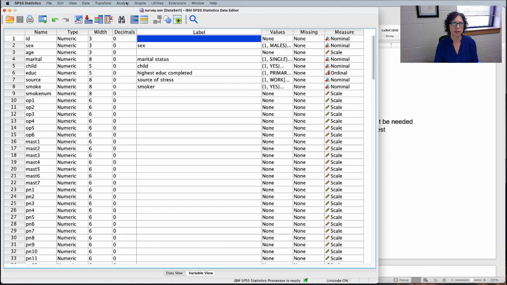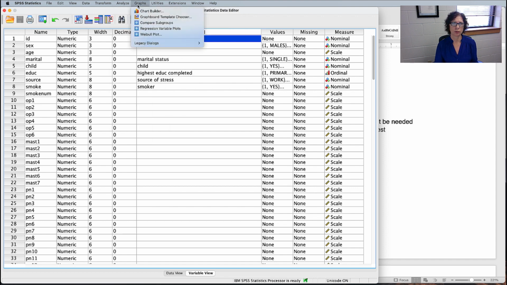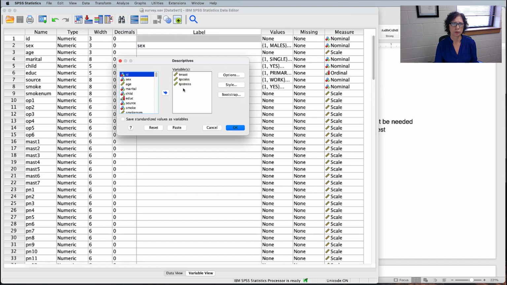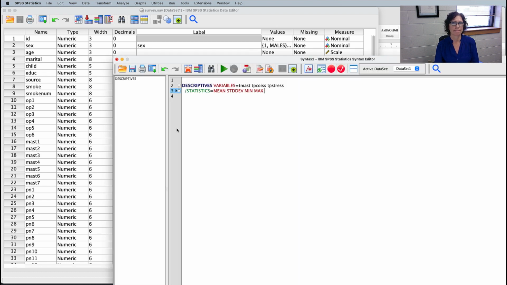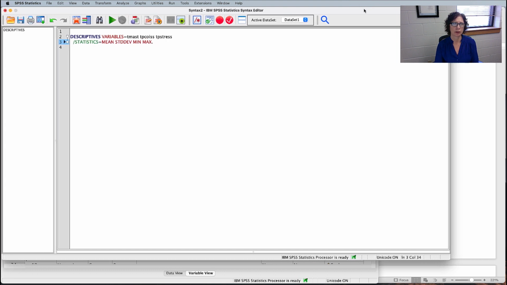In our data set, we need the descriptives. So I'm going to go to Analyze, Descriptive Statistics, Descriptives, and I want those three: total mastery, total perception of internal states, and total perception of stress. I want to have at least those to know what's going on with them. So I can paste that into my syntax window and take a look at what's going on.